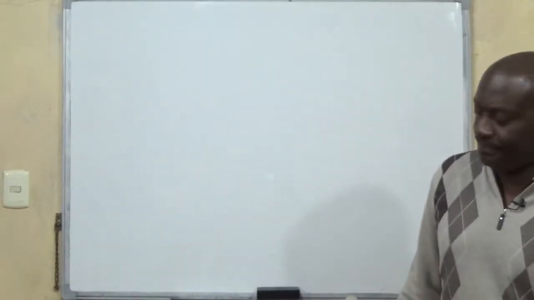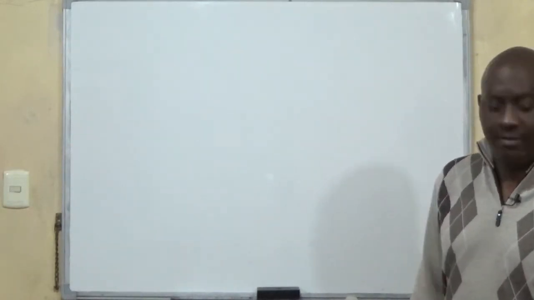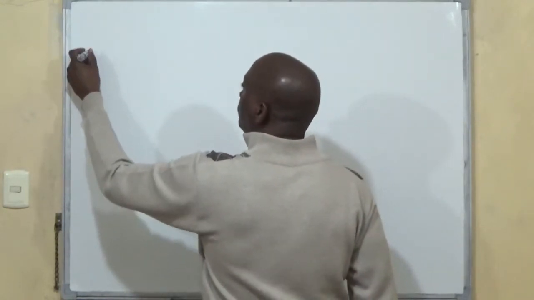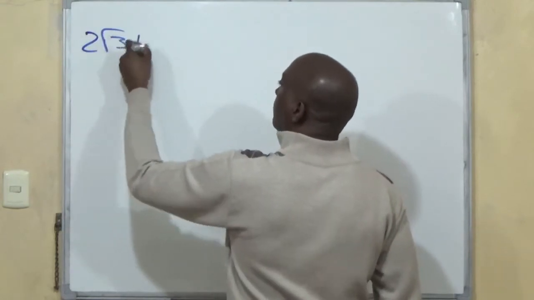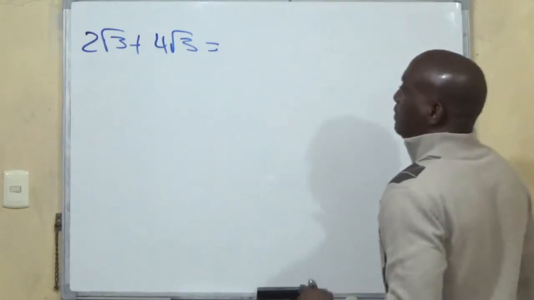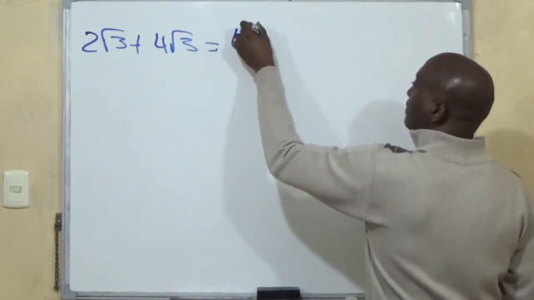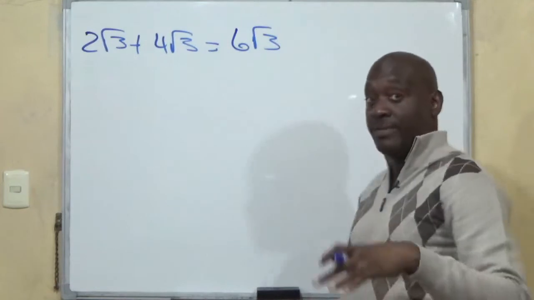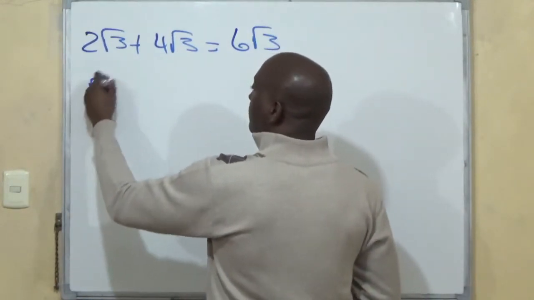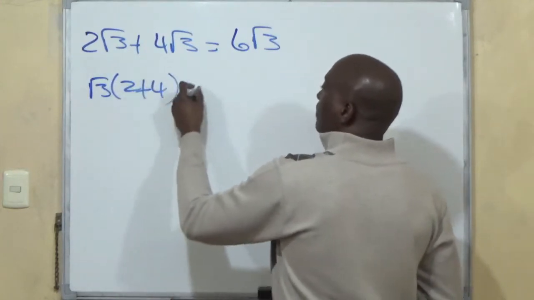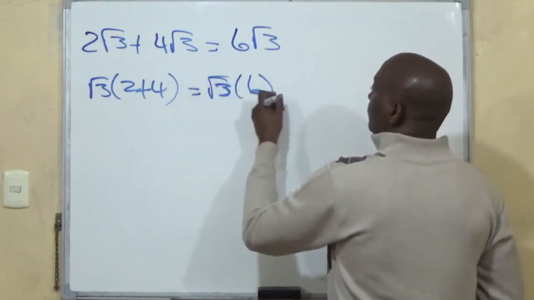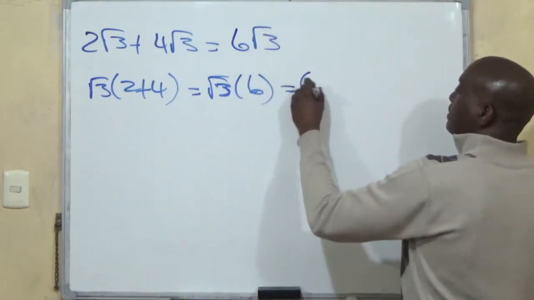So for example, if I have 2 root 3 plus 4 root 3, that is equal to 6 root 3. Because as I mentioned in the previous video, if I factorize this, I'll get root 3 into 2 plus 4, which is root 3 by 6, which is just 6 root 3.